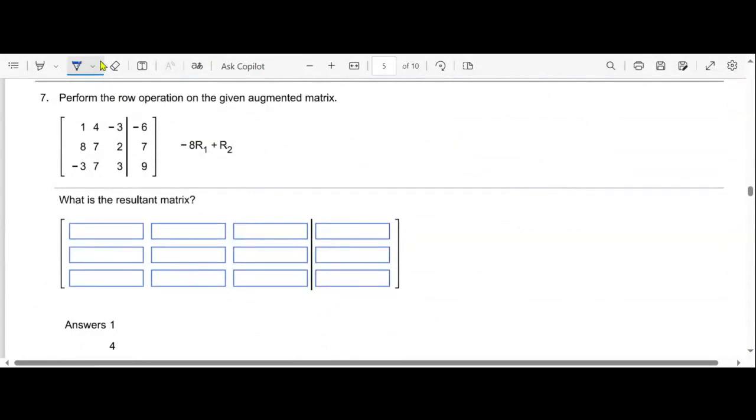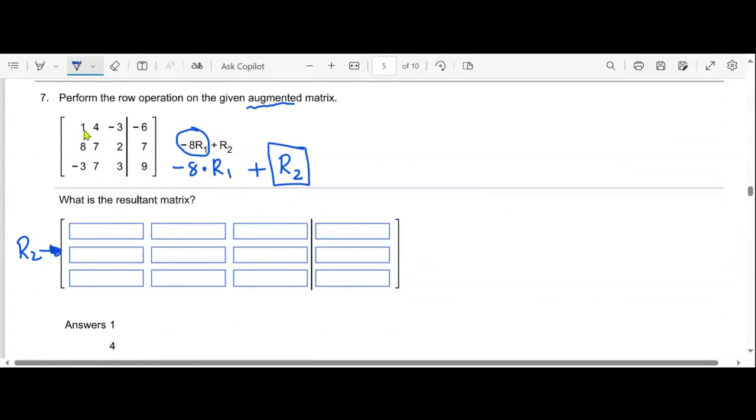Perform the row operation on the given augmented matrix. So what does it say here? What should we do with row 1? Multiply by -8. Right. So multiply row 1 by -8, and then add it to what? Row 2. And put the result where? In row 2. Right?